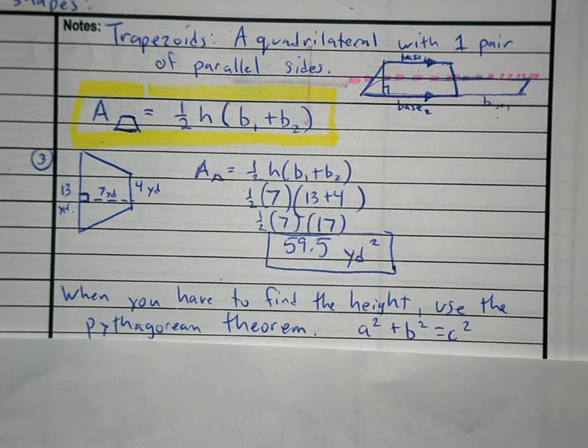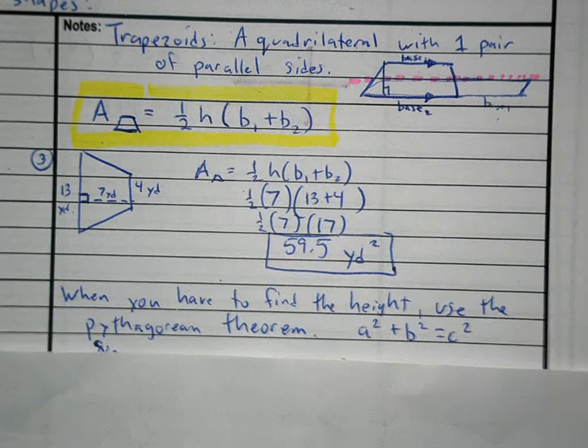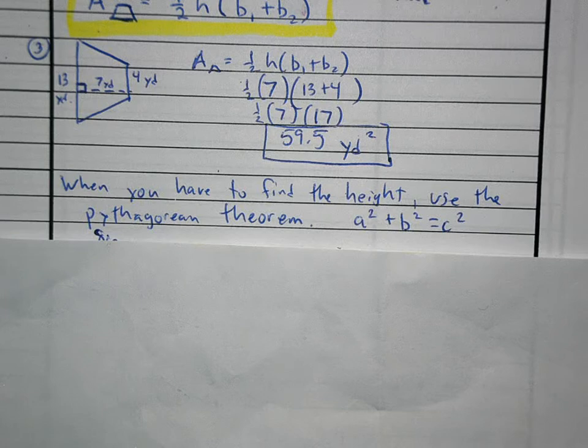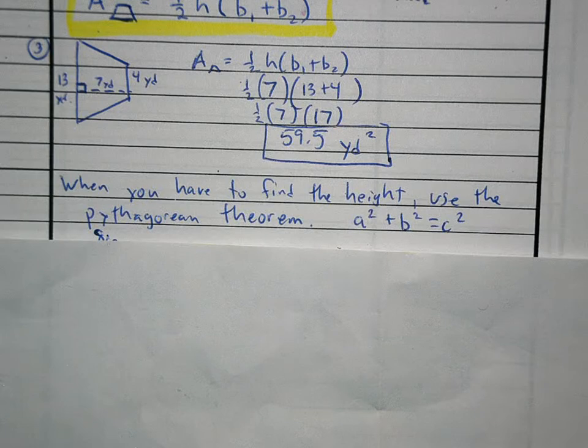Now that you have that, sometimes what you're going to have to do to find the height is use the Pythagorean Theorem. I'm hoping you remember what it was since you learned about it in 7th grade and 8th grade. The Pythagorean Theorem is a squared plus b squared equals c squared. When you have to find the height, use the Pythagorean Theorem.